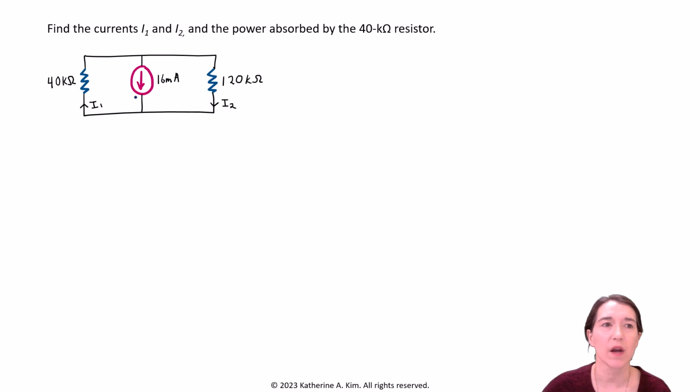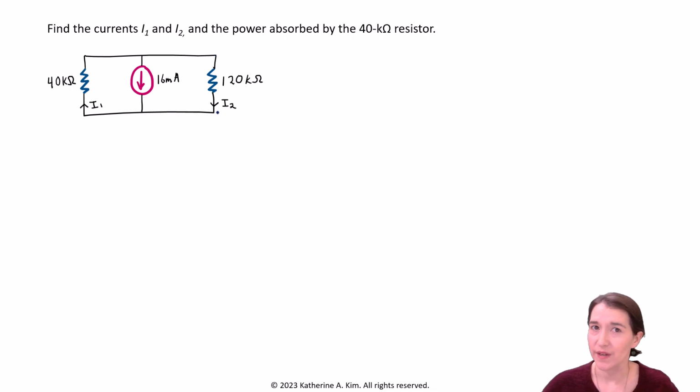So let's just look at our circuit here. We have a current source in the middle, and it's going around. There's two resistors, one on each side, and they are in parallel. And we can see the way that the current is labeled. I1 is labeled going from bottom to top on the left resistor, and I2 is labeled from top to bottom on the right resistor.